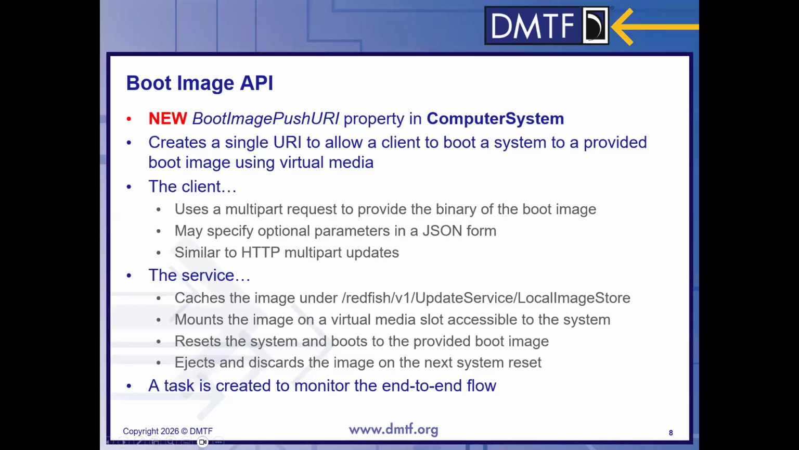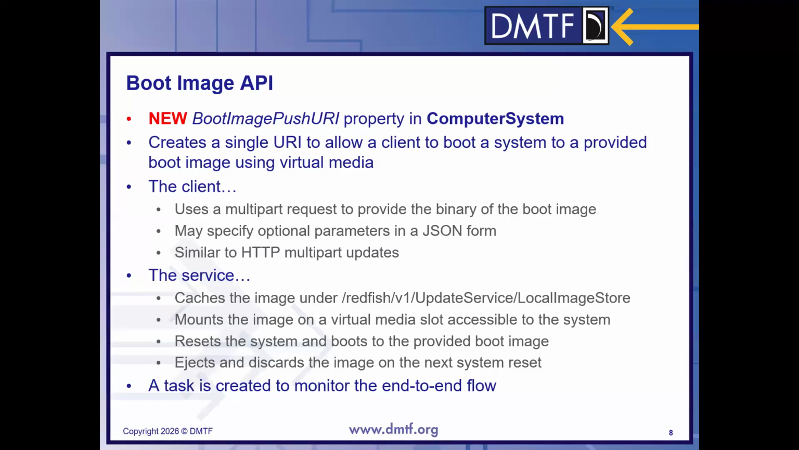Okay, thanks, Mike. So for boot image, we have a new boot image push URI property in computer system, and this creates a single unified URI for allowing clients to boot systems to that target URI using virtual media. So from the client perspective, it just uses a multi-part request to provide the binary image of that boot image. It can supply any optional parameters in JSON form. And so this is very similar to our existing HTTP multi-part updates.